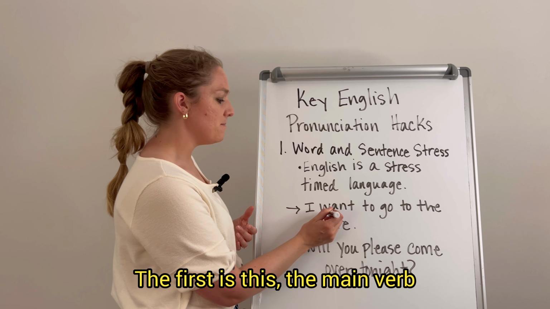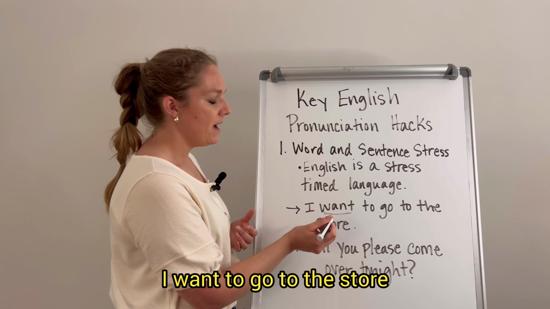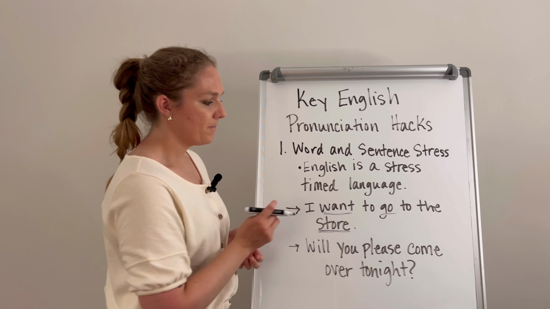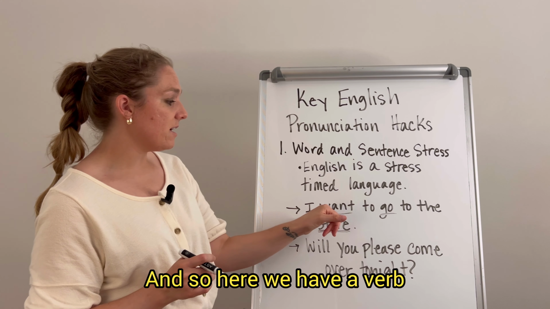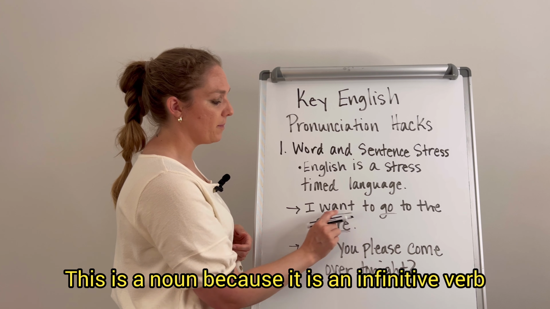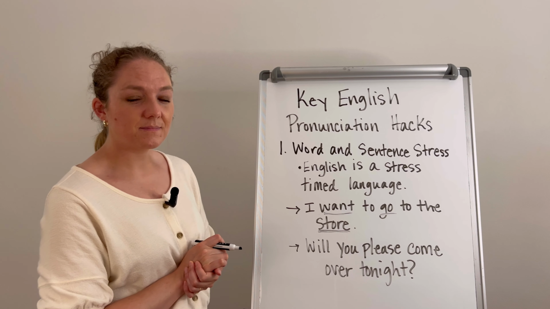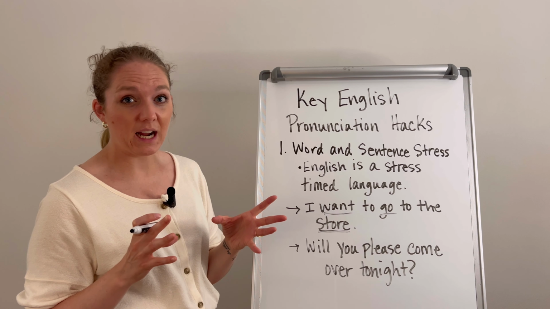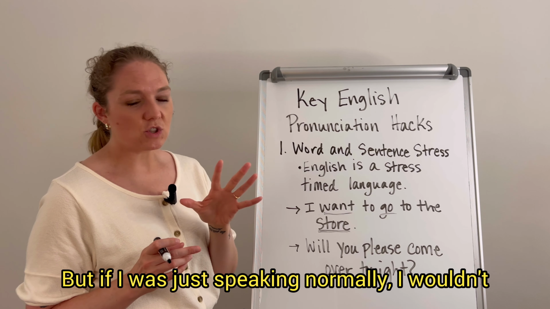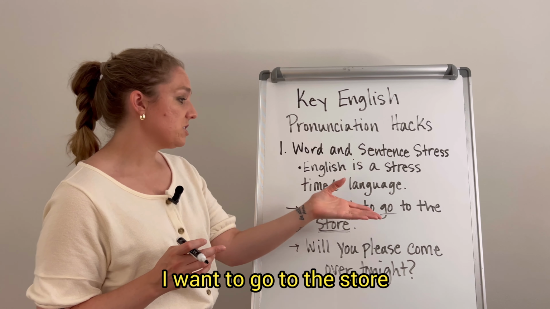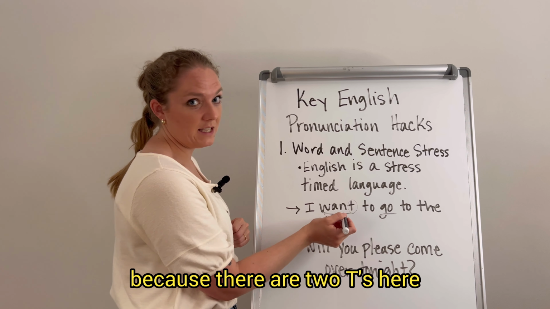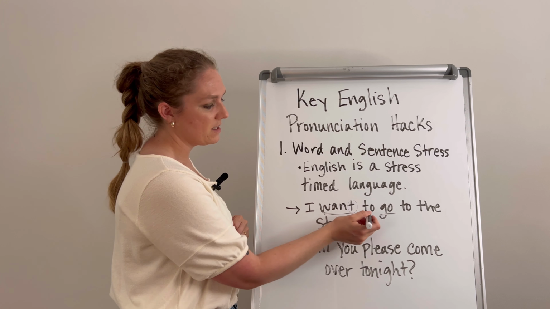The first is this, the main verb, I want. I want to go to the store. And so here we have a verb, we have 2 nouns that are stressed. This is a noun because it is an infinitive verb. I want to go to the store. When I'm teaching, I speak slower, and so I emphasize more of the sounds in the sentence. But if I was just speaking normally, I wouldn't. I want to go to the store. This kind of gets cut off. I want to go to the store because there are two T's here. This one gets cut off. I want to go to the store.